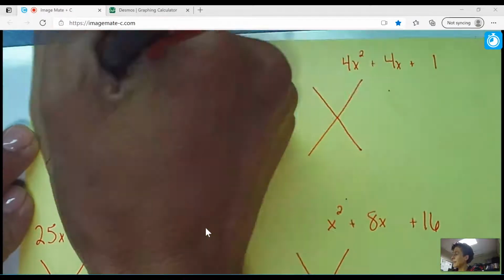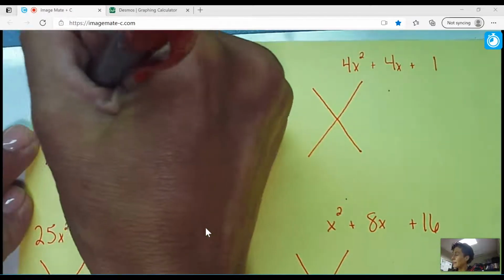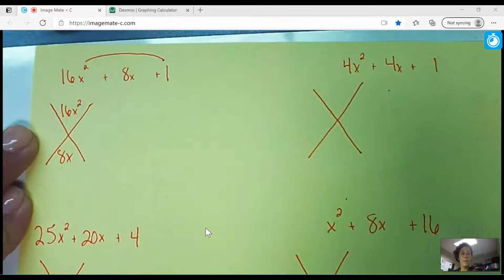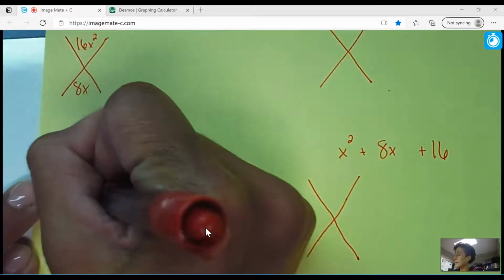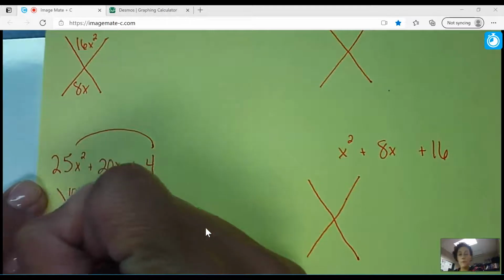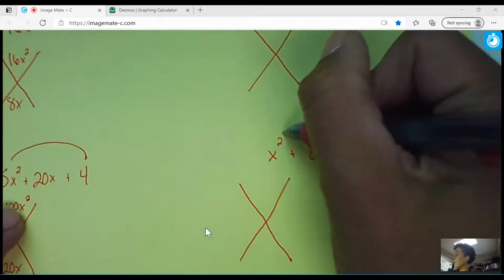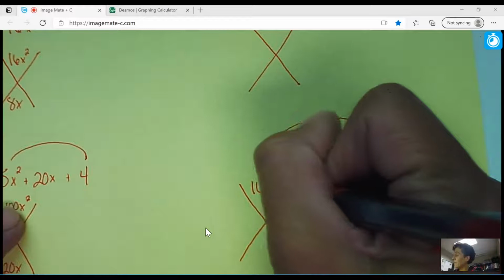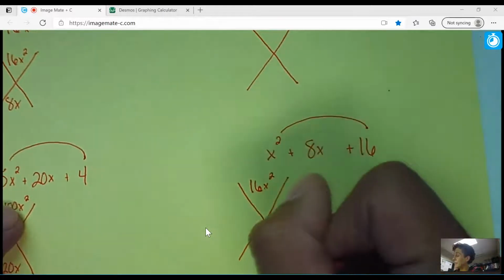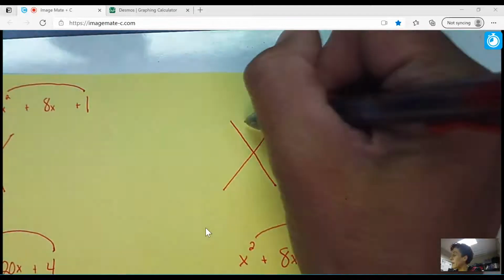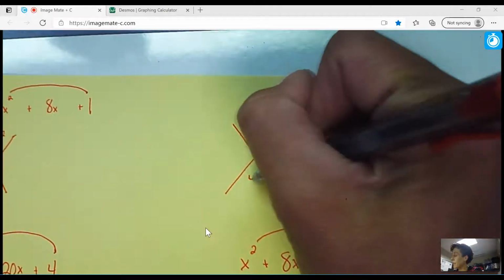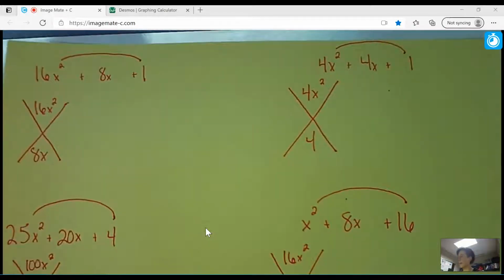So I'm going to multiply these. So I need factors of 16 that get to 8. In this one, I want factors of 100 that get to 20. For this one, I want factors of 16 that get to 8. And for this one, I want factors of 4 that get me to 4. So that's just a quick refresher on how you make the x.